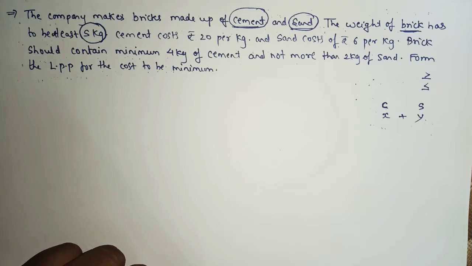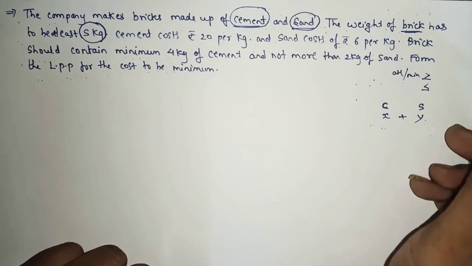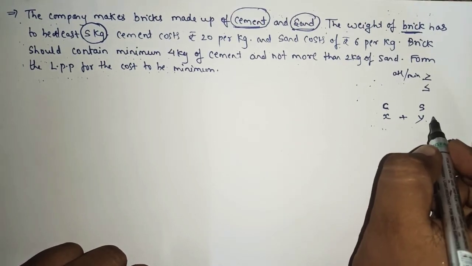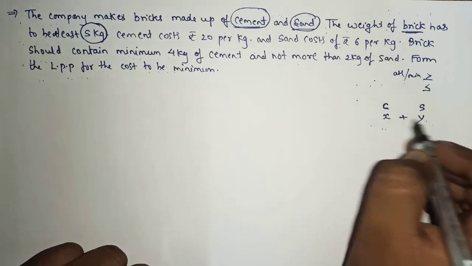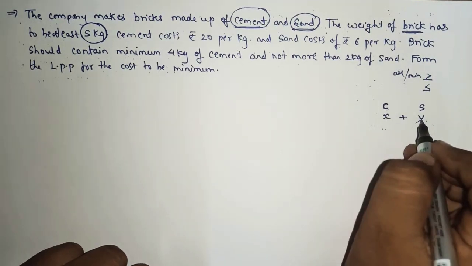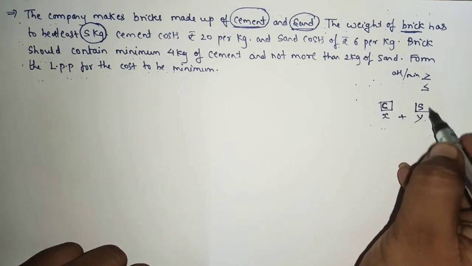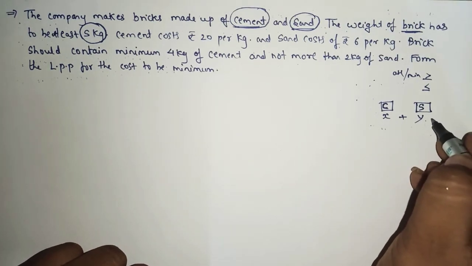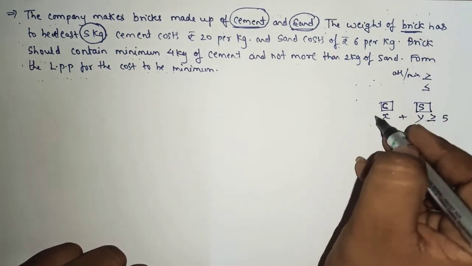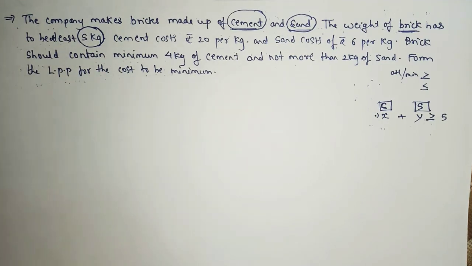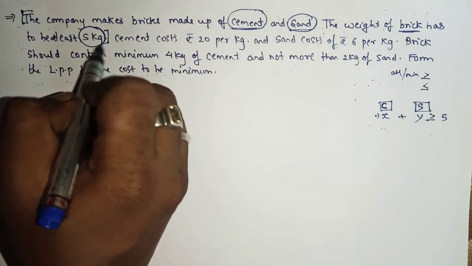As I explained in the first lecture, at least and minimize mean greater than or equal to. So the total weight of cement and sand bricks together, since the brick is made up of both sand and cement, comes to at least 5 kg. At least means greater than or equal to 5. So here we got the first linear inequation. From the first sentence we got the idea about the equation.